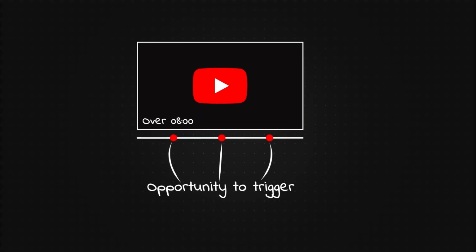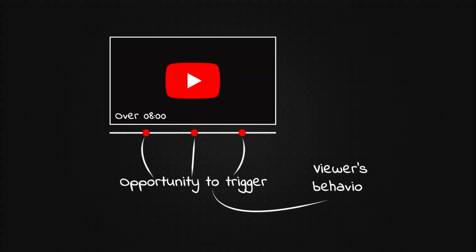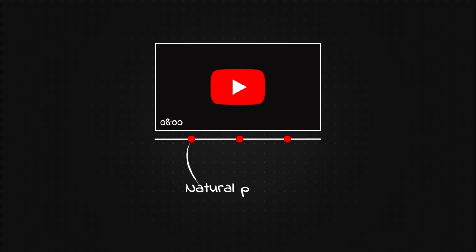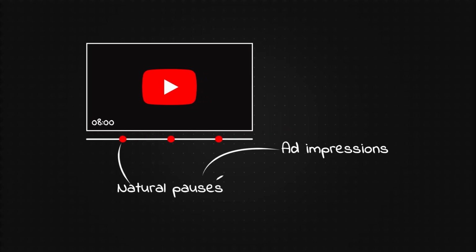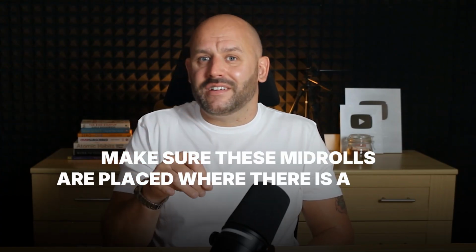What actually makes an ad placement trigger is largely dependent on the viewer's behavior. YouTube's mid-roll system places these ad breaks where it thinks breaks should go. Now, recently, YouTube updated and improved their system, although it's still not perfect. When ads are placed after natural pauses or chapter transitions, viewers are more likely to sit through them, which increases ad impressions, watch time, and your RPM. So if you want to increase your RPM, make sure that the mid-rolls are placed where there is a clear pause in the content, and preferably after some kind of payoff.